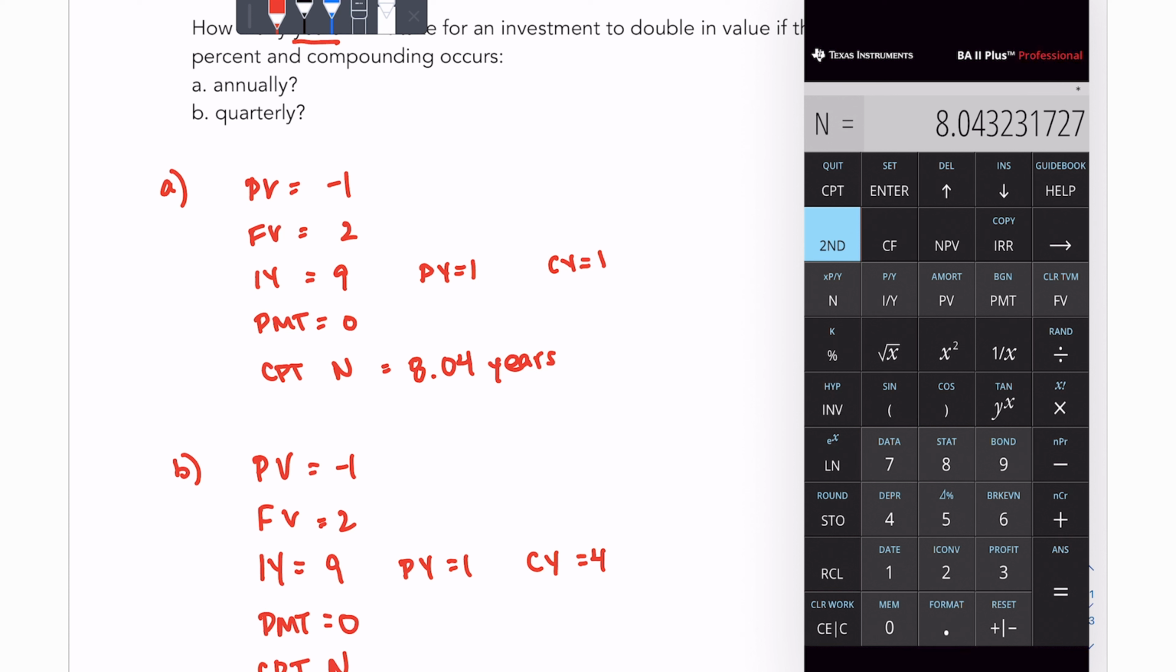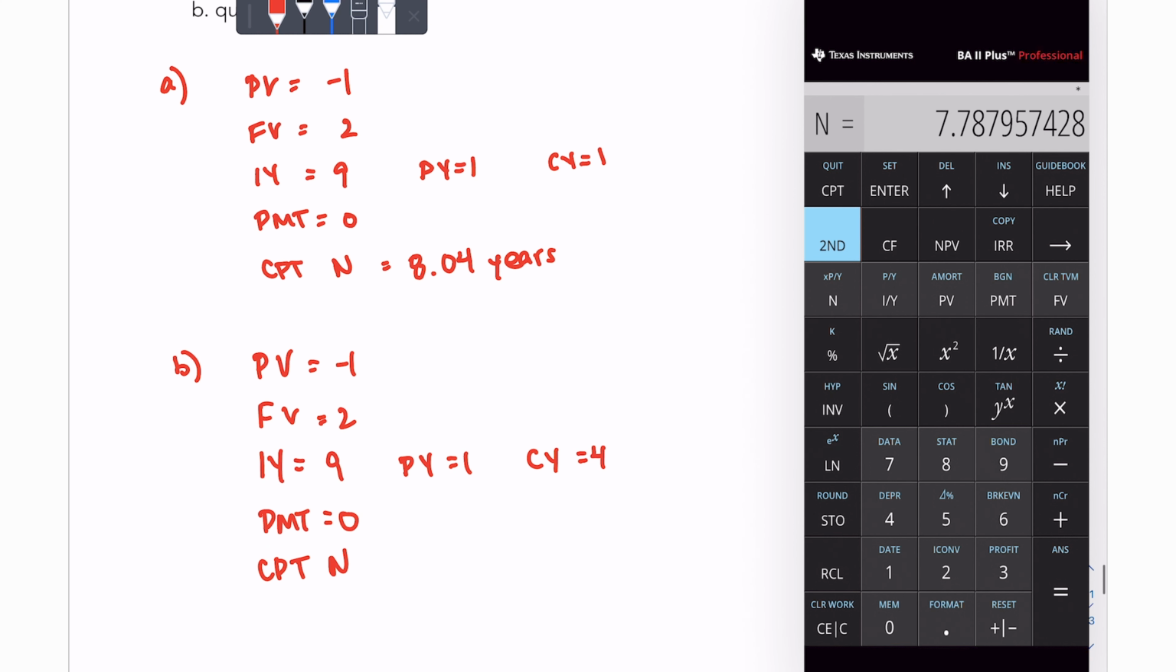So on my calculator, I'm just going to go directly to the thing I'm trying to change, which is the CY. I'm going to make that 4. Everything else is the same. I don't need to do it again. Compute N. You see that number drops a little bit to now 7.79.